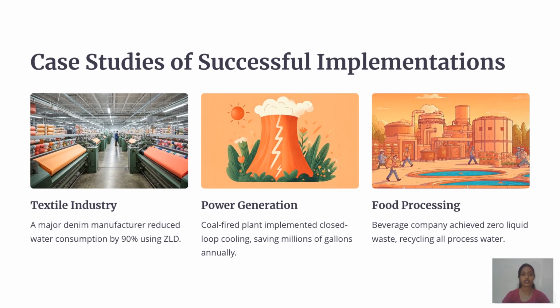So let us see some of the case studies of successful implementations. So some of the sectors are textile industries. So denim manufacturers reduced wastewater consumption by 90% by using the zero liquid discharge. So the next sector is power generation. So the coal-fired plants implement the closed loop technology. So this will save millions of gallons of water. So also it is applied in food processing industries like in beverage companies. So they will also try to achieve zero liquid waste. So this is helpful.